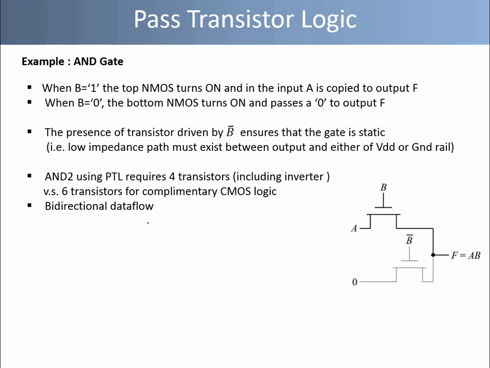Another feature is that pass transistor logic has a bidirectional data flow. It means that since the nodes of NMOS transistors are symmetrical, this side of the gate can serve as the input as well as the output. It means that the output node can become an input. Similarly, an input node can become an output node.